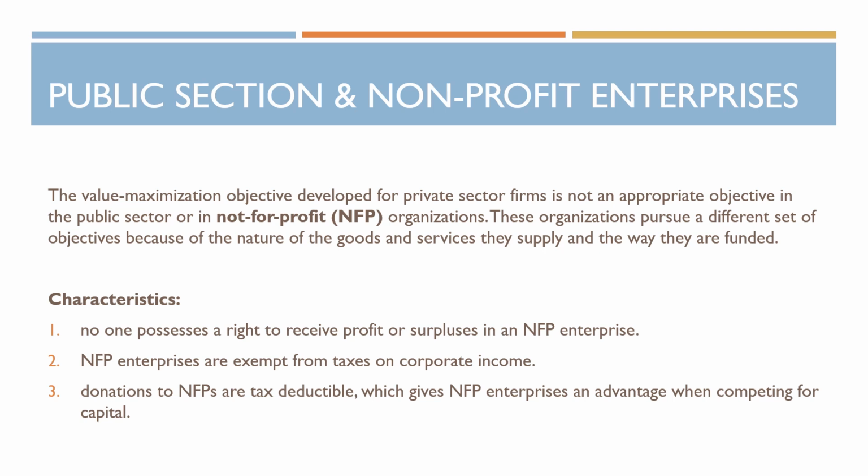Some of the characteristics that you can see in a public sector or non-profit sector include: no one possesses a right to receive profits or surplus in those enterprises, sometimes enterprises are exempt from tax on corporate incomes, and donations to those enterprises are tax deductible, which gives the enterprise an advantage when competing for capital. So this is a good way of thinking about the advantage of running a non-profit organization.